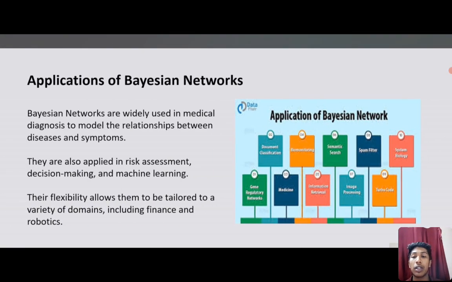Applications of Bayesian networks. Bayesian networks are widely used in medical diagnosis to model the relationship between diseases and symptoms. They are also applied in risk assessment, decision making, and machine learning. Their flexibility allows them to be tailored to a variety of domains including finance and robotics.